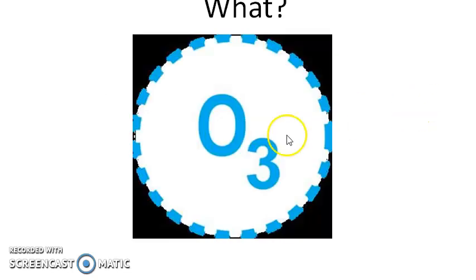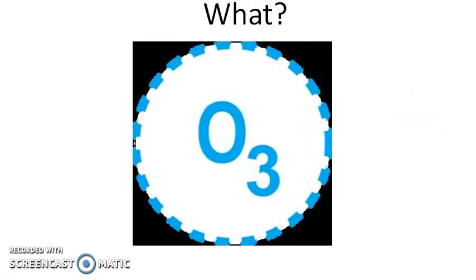Now, what is ozone? Ozone is an allotrope of oxygen. The normal oxygen which we breathe in is O2, and ozone is an O3 molecule. 3 oxygen atoms are there. Alright, now this ozone is both a harmful gas as well as a friendly gas. It depends upon where it is present.